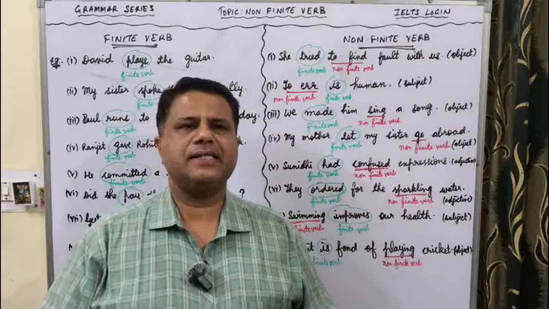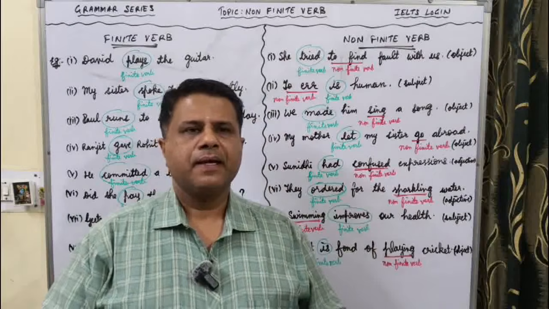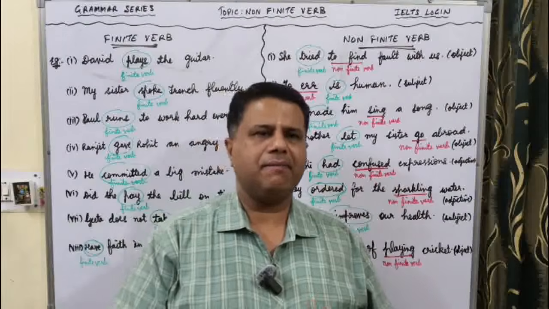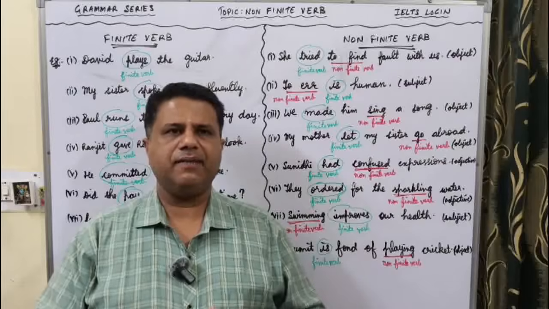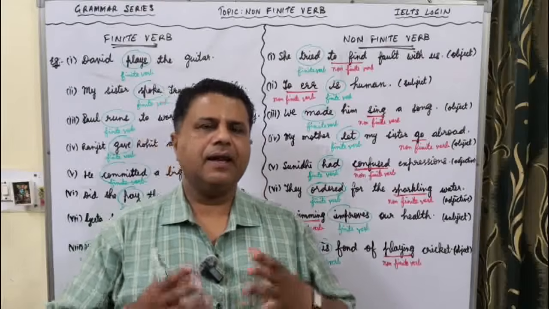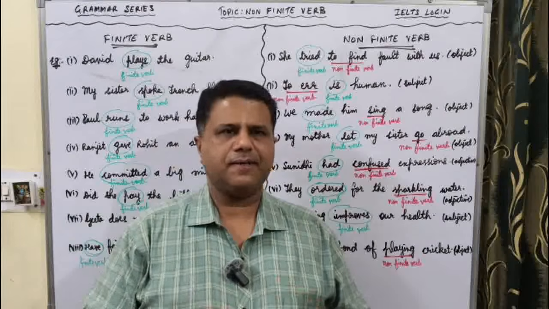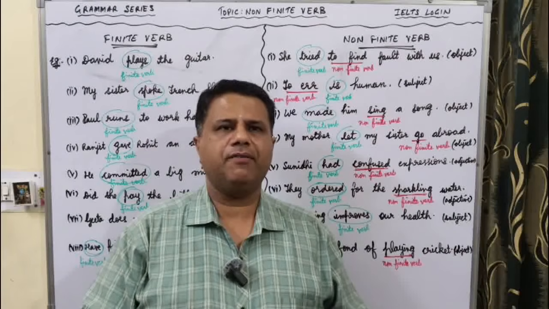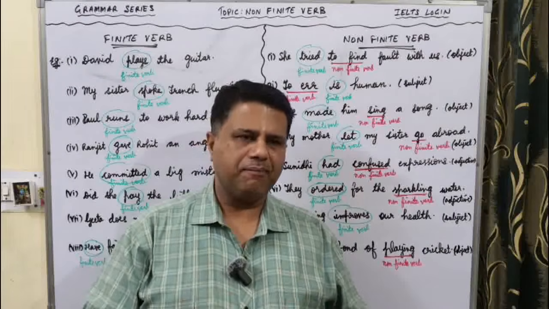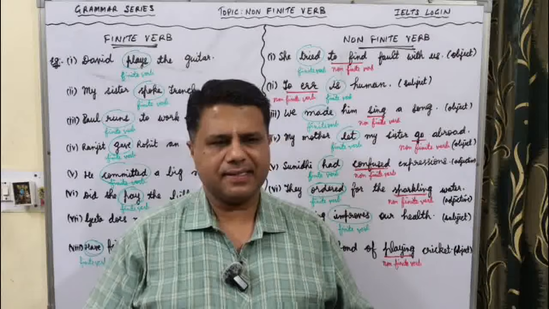Two types of exercises will be covered in this topic: fill in the blanks, and combine the two sentences with the help of infinitive, with the help of participle, and with the help of gerund. In the last video, that is video number 6, we'll talk about gerund, the third type of non-finite verb, with examples and practice exercises.